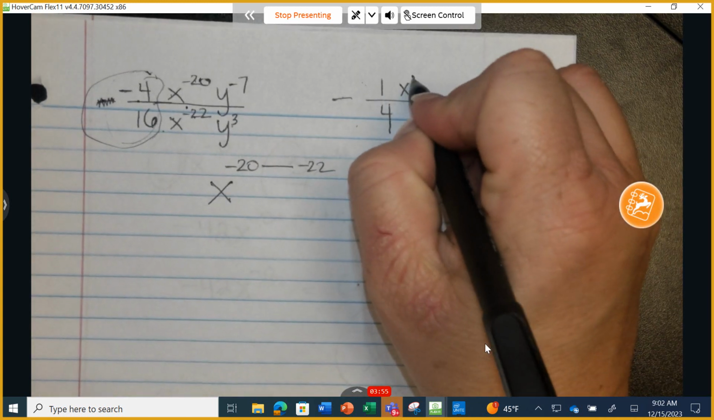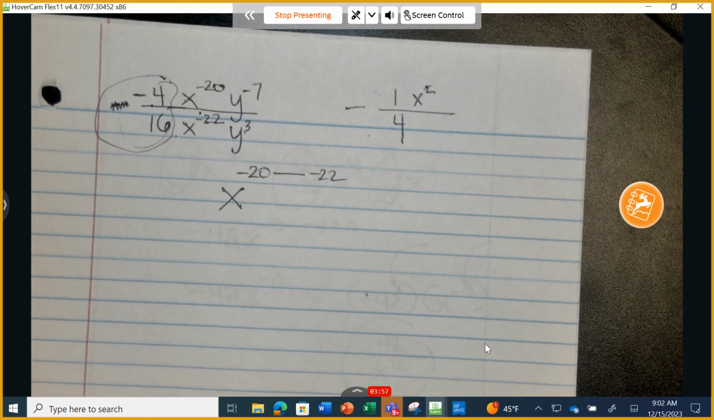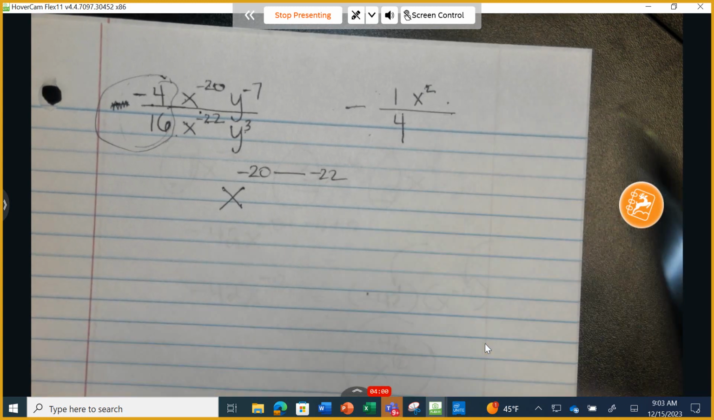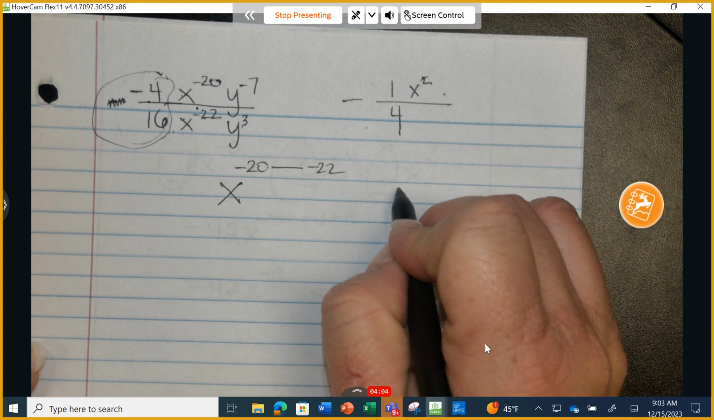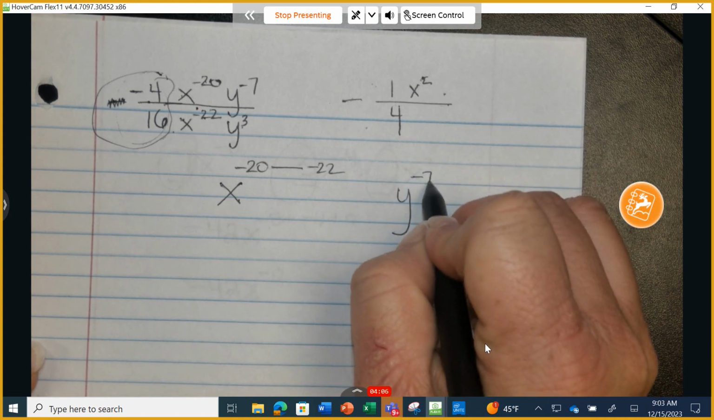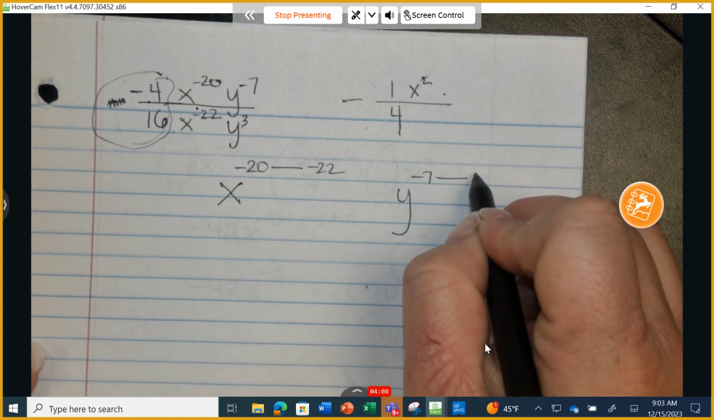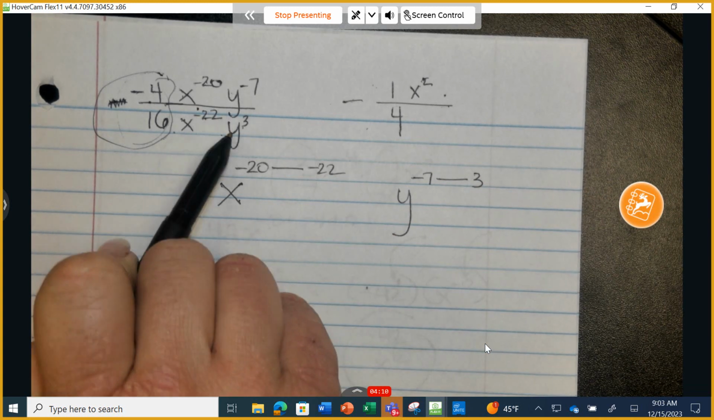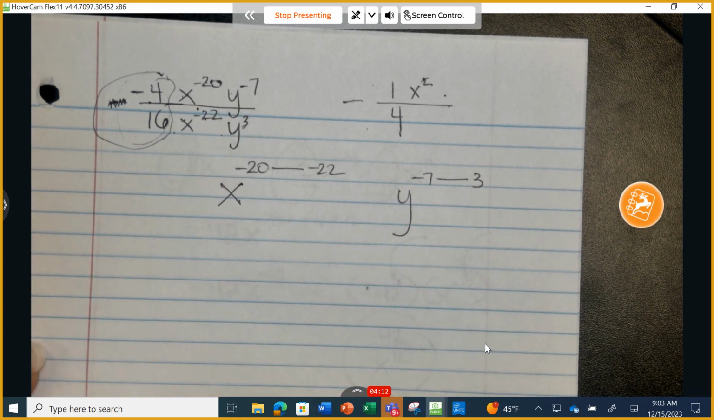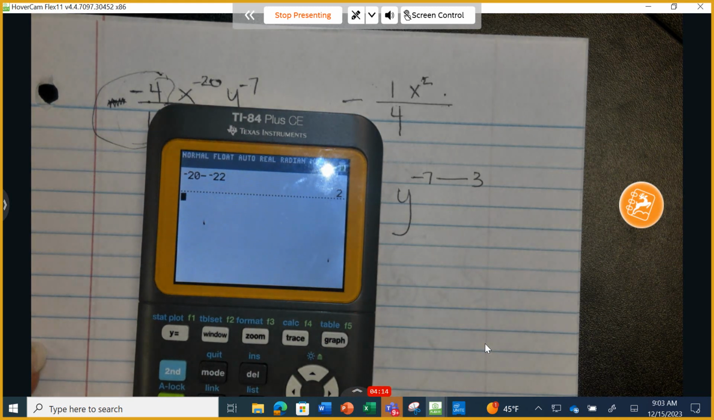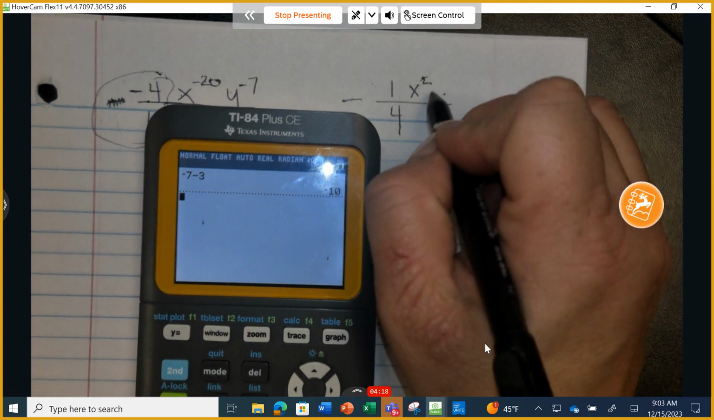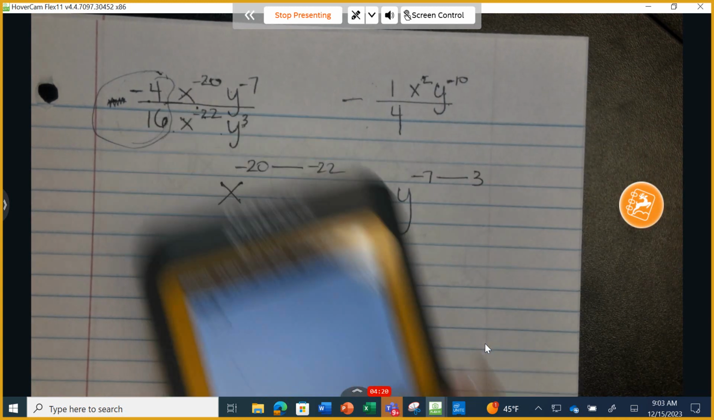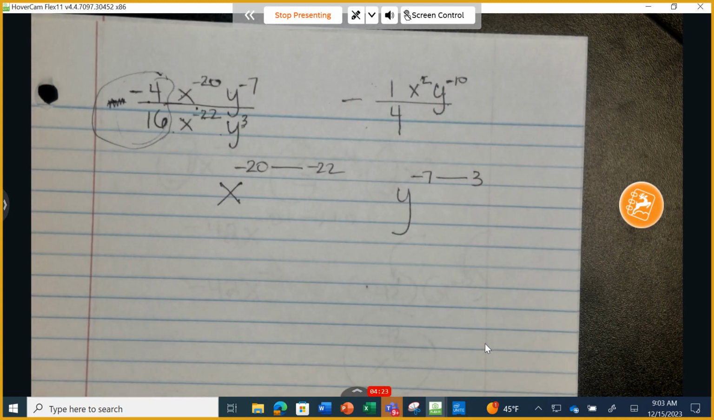So x to the positive 2. I always write it initially in the numerator or the top, and if it has to be moved, I do that afterwards. I'll do the same with y. The numerator, subtract the denominator, and these are the same base. Numerator, subtract denominator. Division turns into subtraction. So negative 7, subtract 3, we get a negative 10. I always write it initially in the numerator, and now I go back.